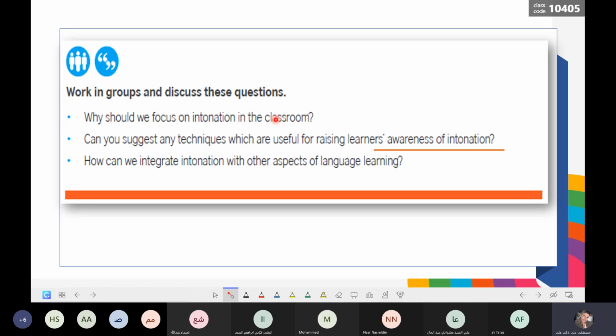فعشان كده لو احنا هنجاوب على السؤال ده why should we focus on intonation, because it's very important to emphasize some words to give some importance to this word. Can you suggest any techniques?